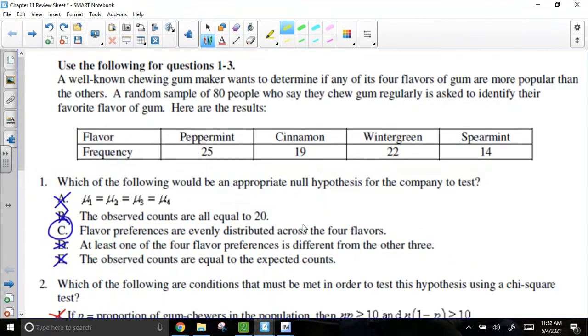So first of all, I need to know what my expected counts are. Remember, in option 1, we are trying to say they're evenly distributed. If there are 80 people who say they chew gum regularly, well, 80 people divided by 4 would mean we're expecting 20 in each of the flavors. That's what we would expect if they're evenly distributed. So I'm going to say that those are all my expected counts.